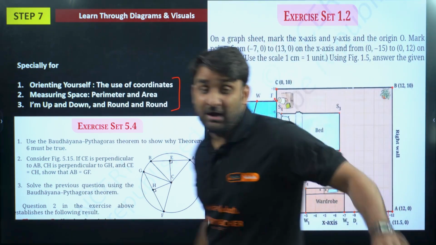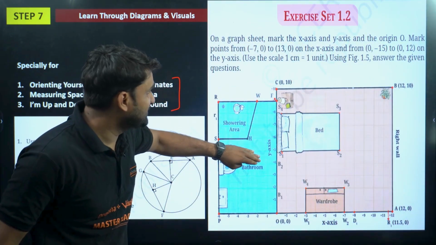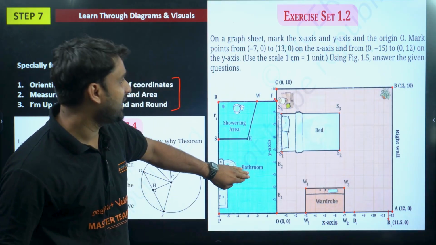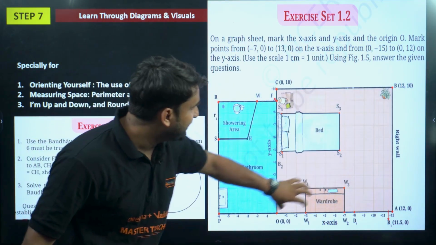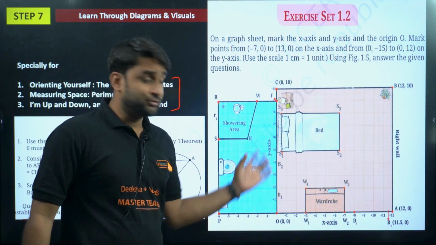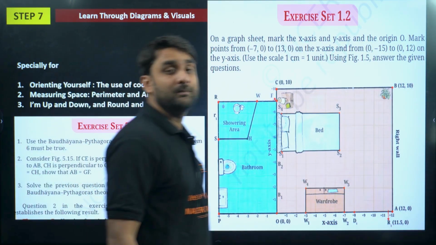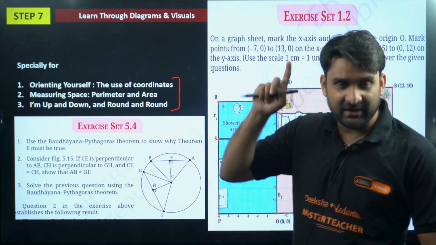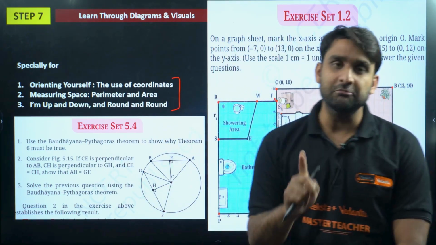Now a few more examples. You must have interacted with this question from your chapter number 1, Orienting Yourself. The diagram is fully given there, and after observing the diagram, you will have to answer the few questions given here. So the diagram is playing a very vital role. So in the new textbook, visualizing the diagram and understanding the visual is very important.